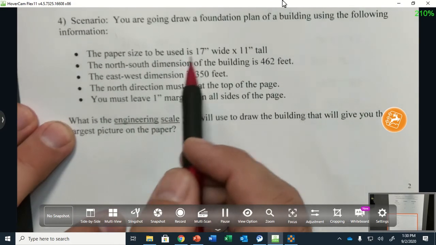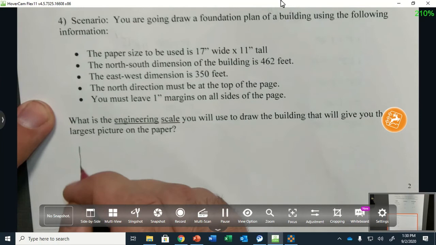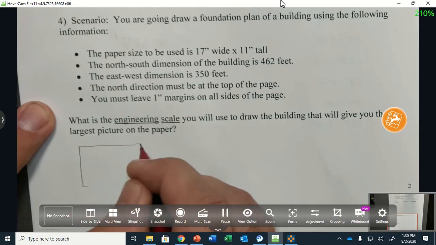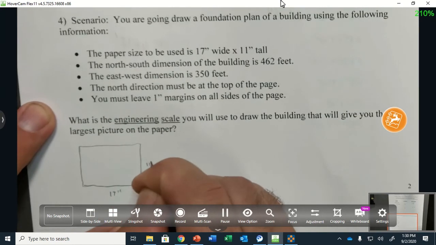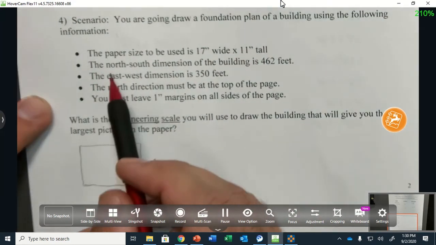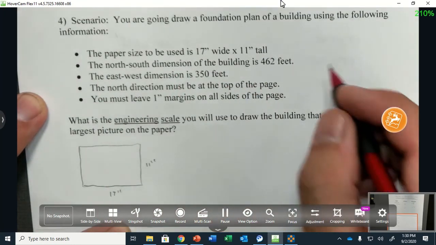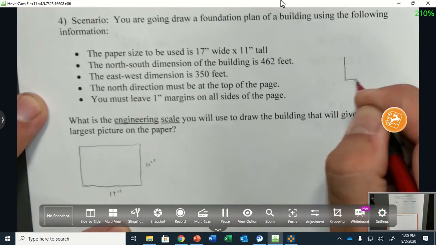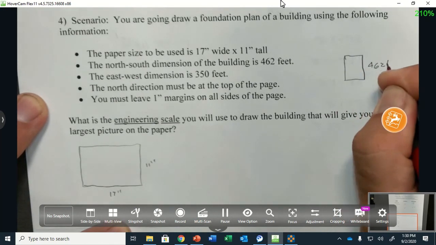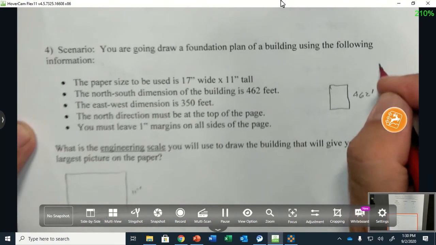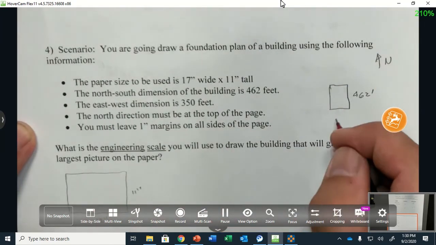Problem. The paper size to be used is 17 inches wide by 11 inches tall. Okay, so this is called paper space. So 17 inches by 11 inches. Okay, the north-south dimension of the building is 462 feet. So I need to draw a building on here. So I know this is 462 feet, north-south, right? This is north, south. The east-west is 350 feet.